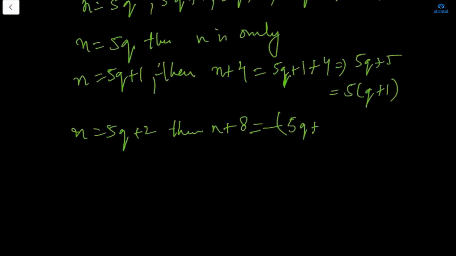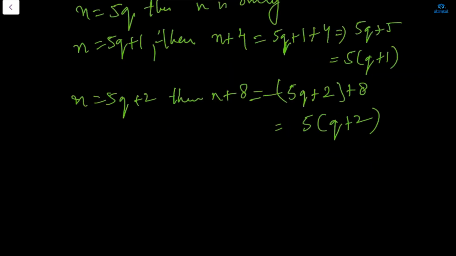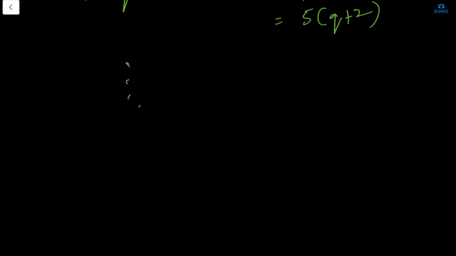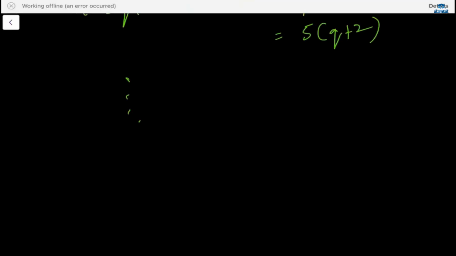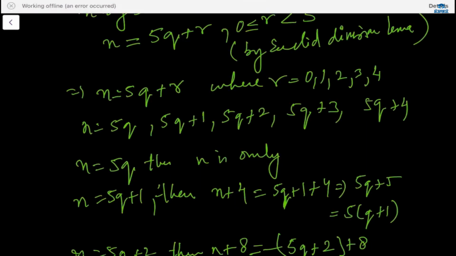5q plus 2 plus 8. Okay, it will be 5 common, q plus 2. So then only this n plus 8 will be divisible. Similarly, you keep on going. You can see here that only one at a time will be divisible. One and only one out of n plus 4, n plus 8, n plus 12, or n plus 16. So 16 is divisible by 5.